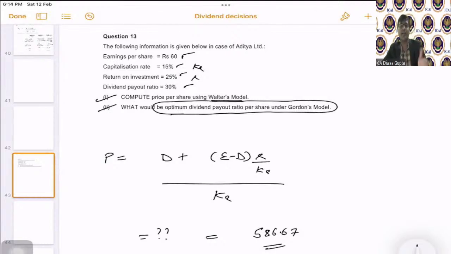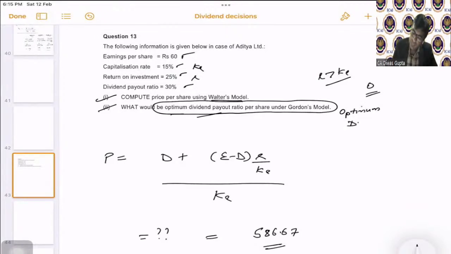But in this part, they are asking about the Gordon's model. So students, please don't worry. The optimum dividend payout ratio as per Gordon and Walter would be the same because both of them compare R and KE, right? In this case, since R is greater than KE, the optimum dividend payout ratio will be 0. I think all of you agree. So the optimum dividend payout ratio is equal to 0. Okay, students?